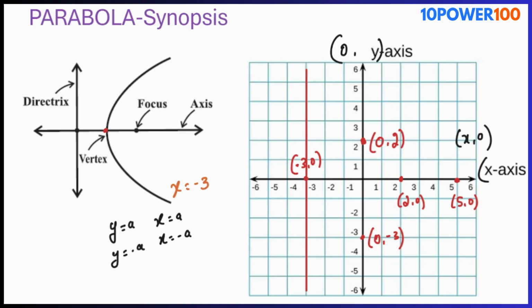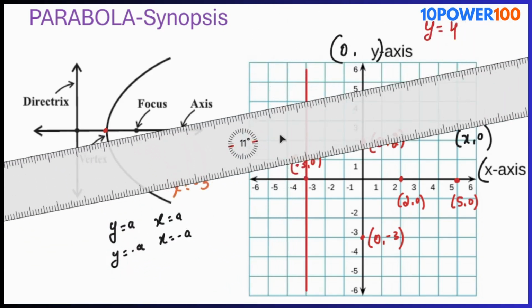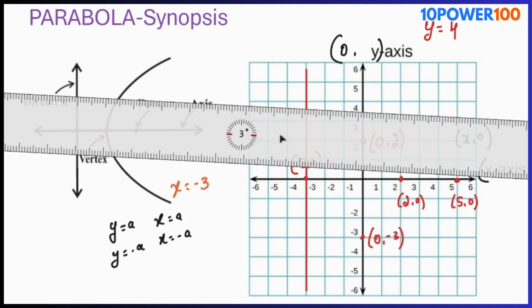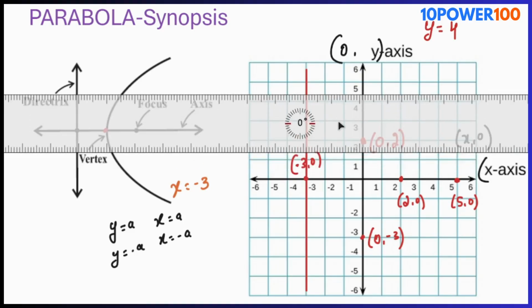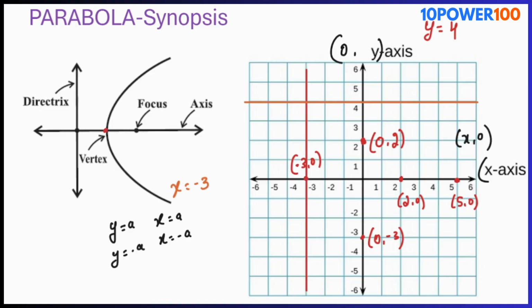Now, if I consider one more, y is equal to 4, once again I'll take a scale. It's an equation of a line, not a point. If it is a point, you will have two coordinates. Now y is equal to 4 is a line which is parallel to the x-axis. This line is parallel to the x-axis. Very important for our further topic.